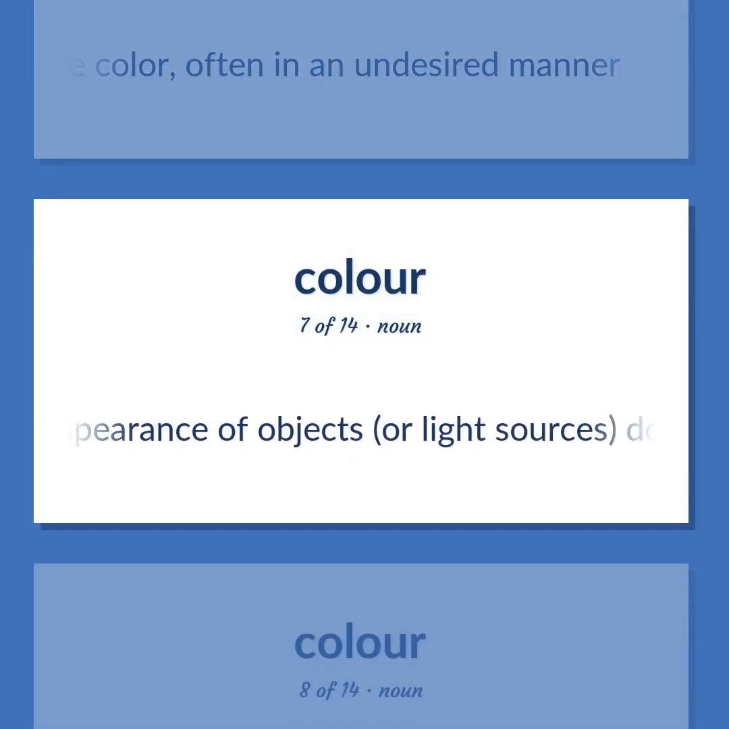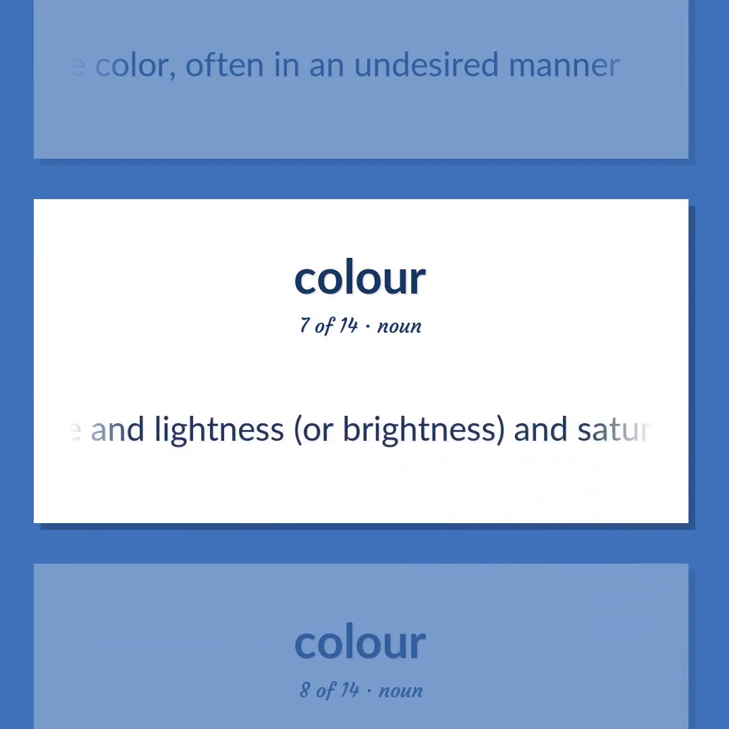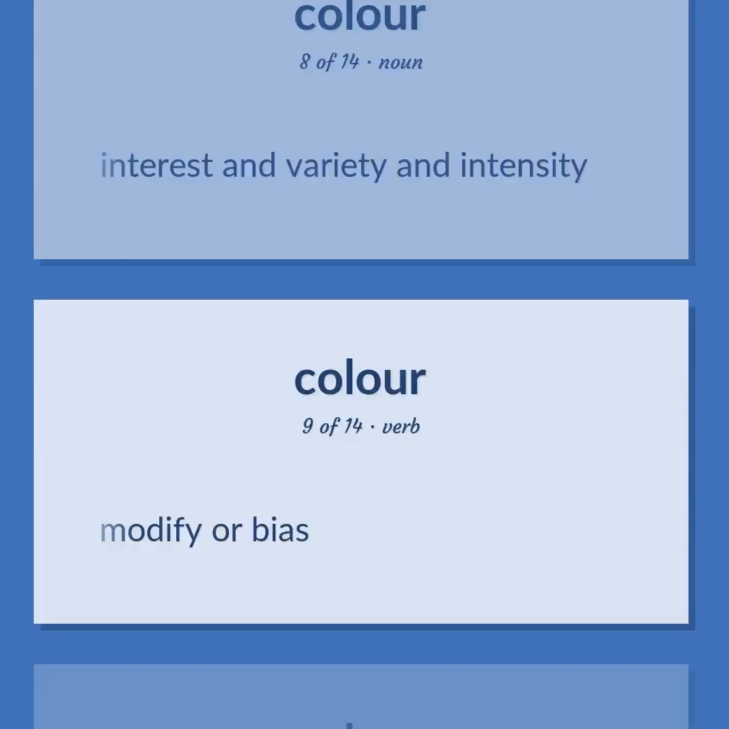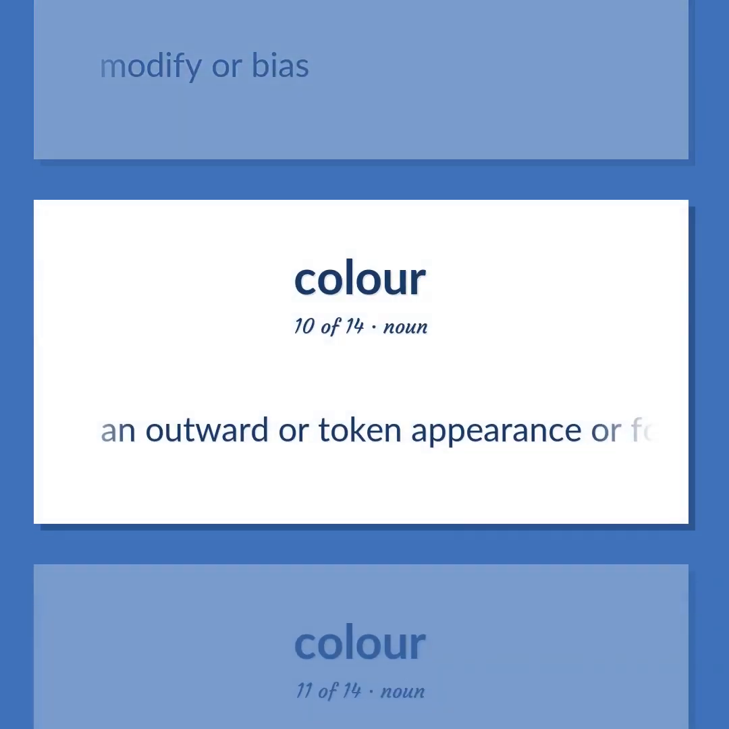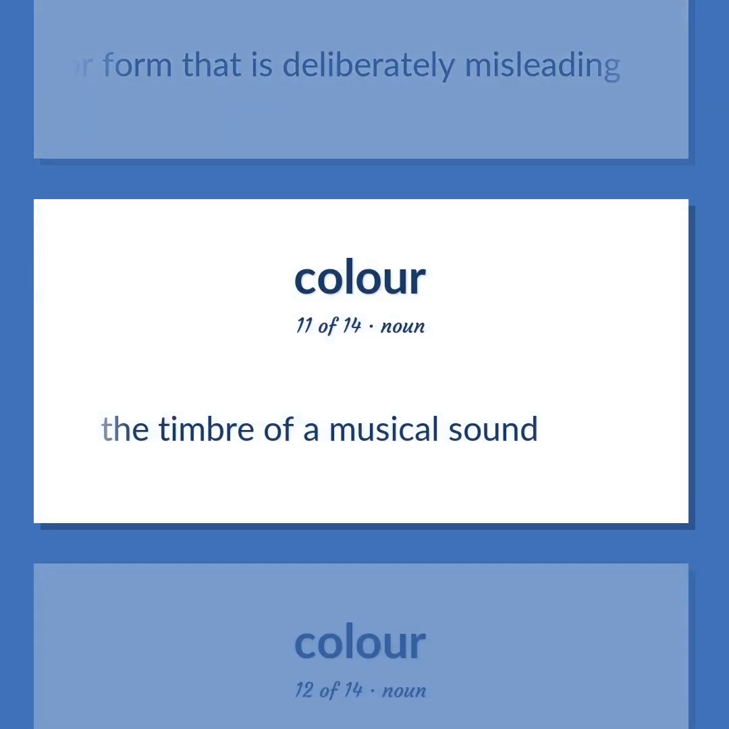The appearance of objects, or light sources, described in terms of a person's perception of their hue and lightness, or brightness, and saturation. Interest in variety and intensity. Modify or bias. An outward or token appearance or form that is deliberately misleading. The timbre of a musical sound.